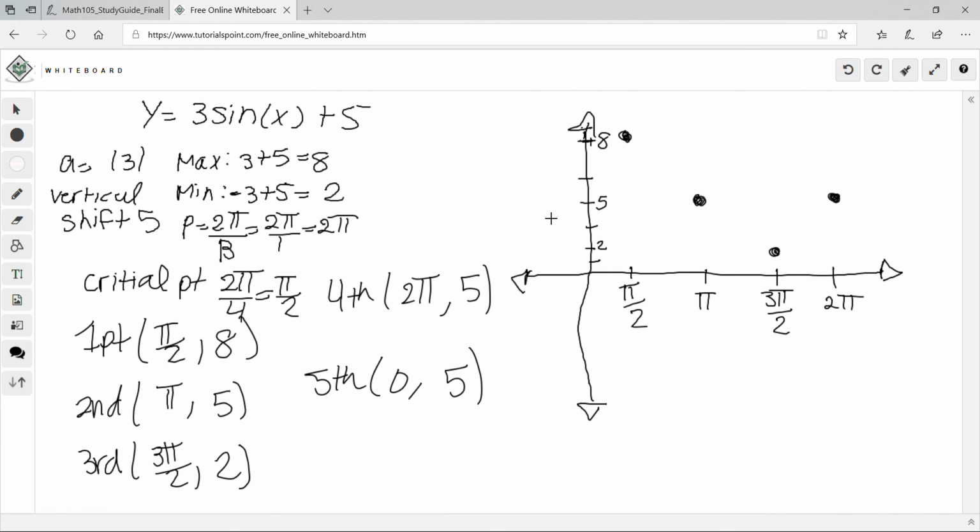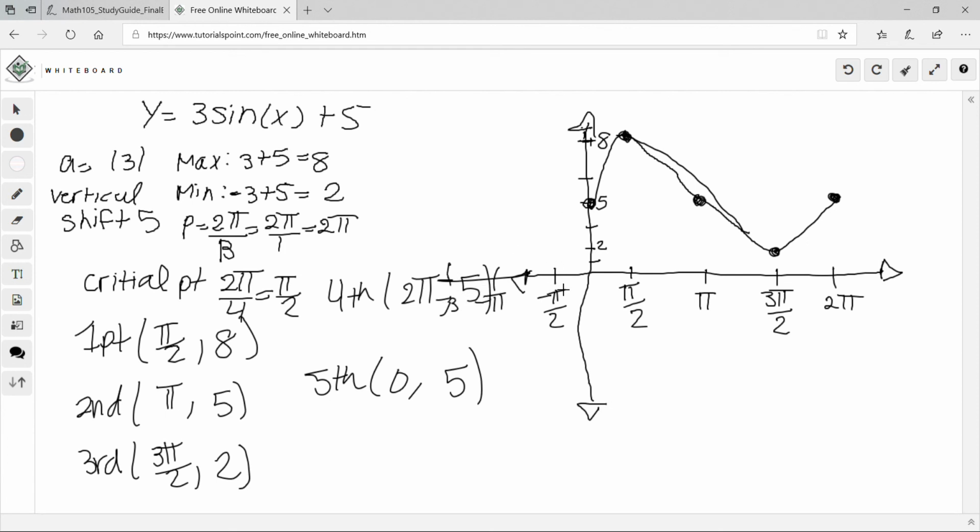And then at 0 it's 5. So it's going to look something like this. Whoops. And if you want more cycles, you could just do negative pi halves, negative pi, negative 3 pi halves, etc.